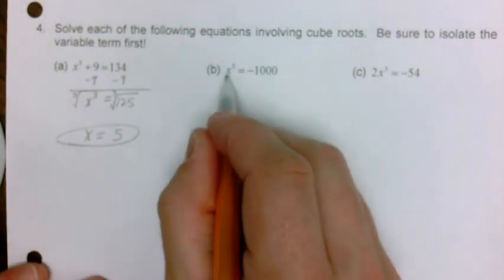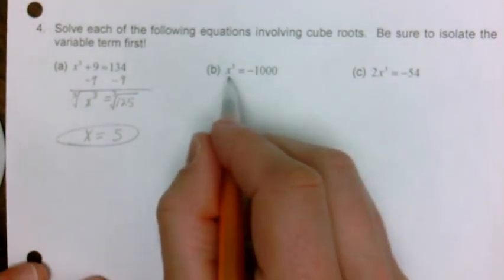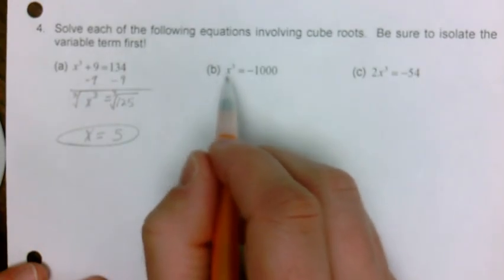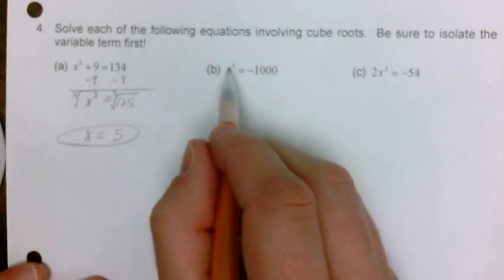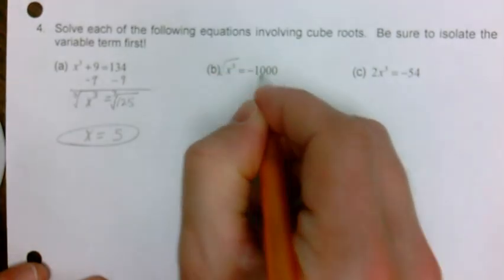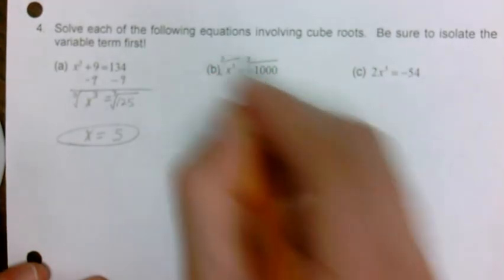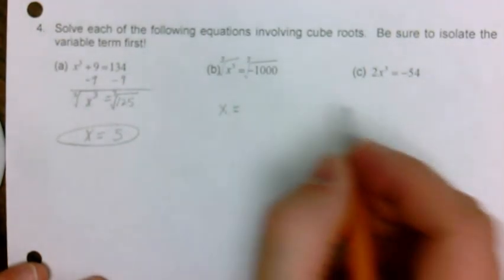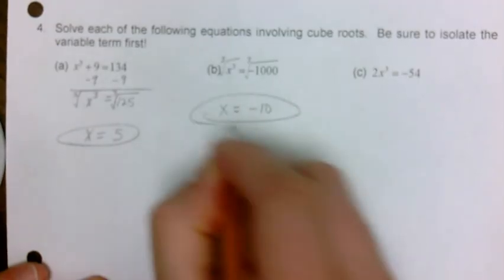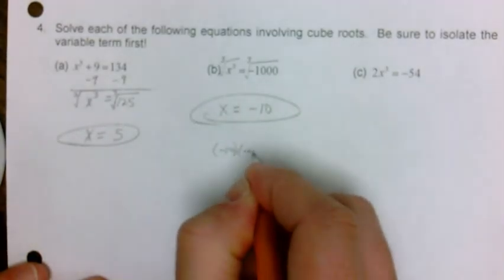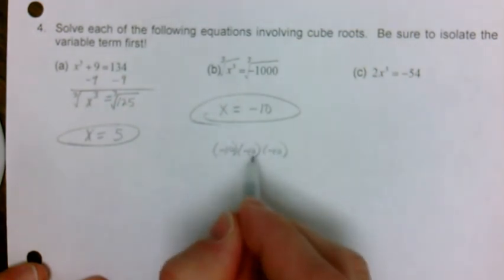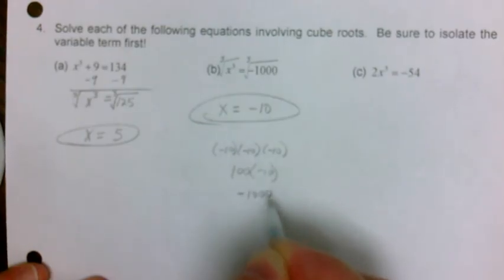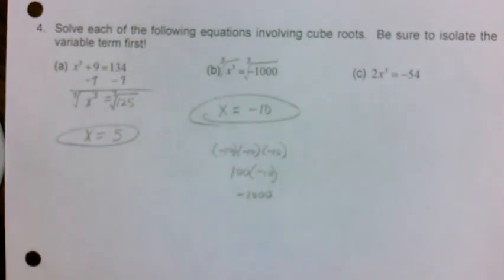In example B, x cubed equals negative 1,000. Our variable term has already been isolated. I don't have to add or subtract anything, and I don't have to divide, since my coefficient here is a 1. So all I'm going to do is take the cube root of each side. The cube root of x cubed is x, and the cube root of negative 1,000 is going to be negative 10. Negative 10 times negative 10 is positive 100, and 100 times negative 10 is negative 1,000. So x here is going to equal negative 10.